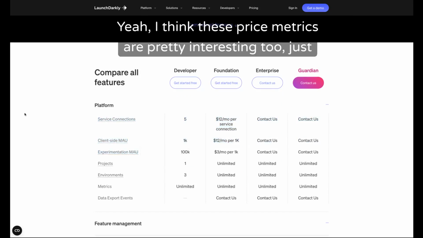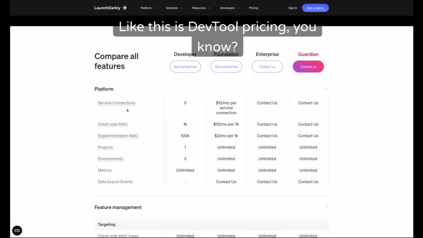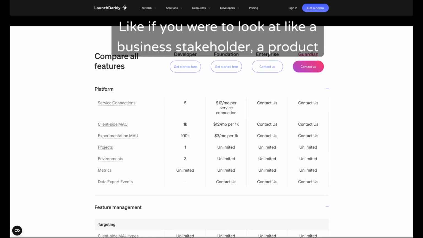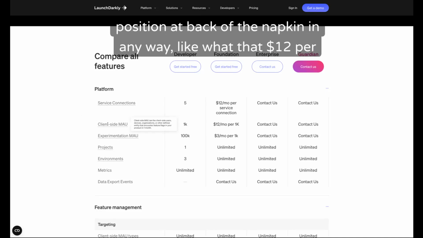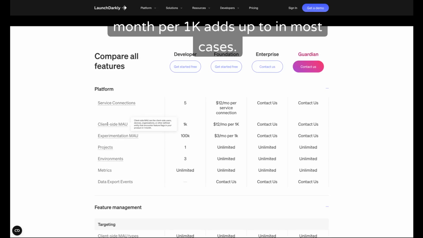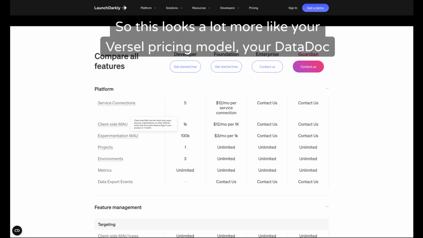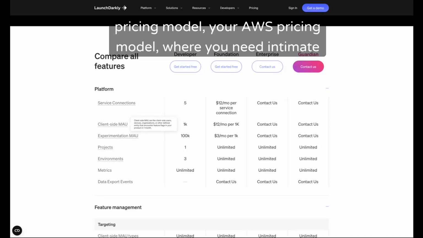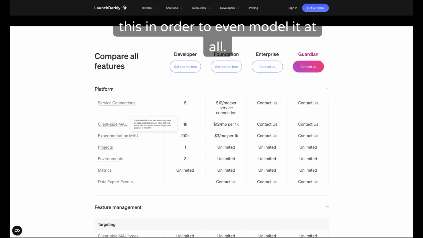Yeah, I think these price metrics are pretty interesting too, just from a persona perspective. This is dev tool pricing. If you were to look at a business stakeholder or product manager, they're probably not going to be in a good position to do back-of-the-napkin math on what that $12 per month per 1K adds up to in most cases. So this looks a lot more like your Vercel pricing model, your Datadog pricing model, your AWS pricing model, where you need intimate knowledge of the infrastructure that's going to be connecting to this in order to even model it at all.